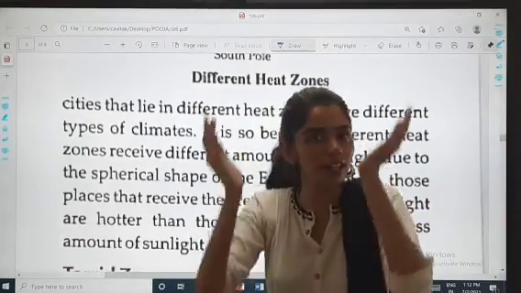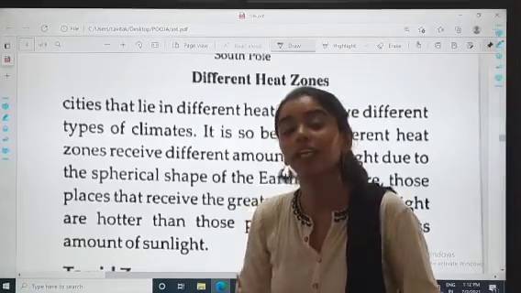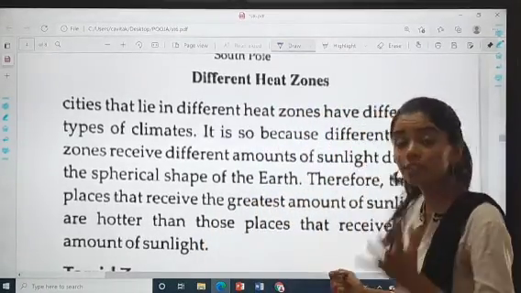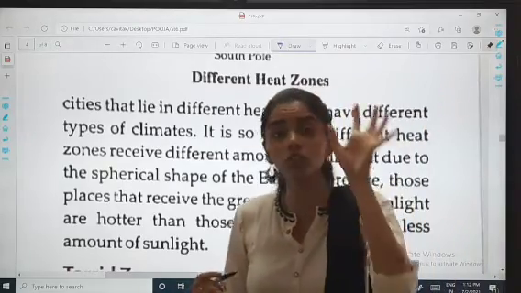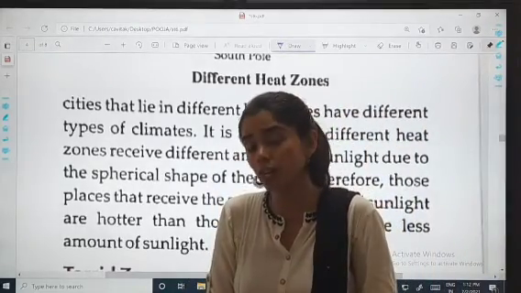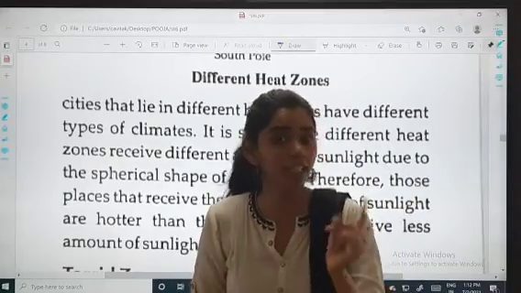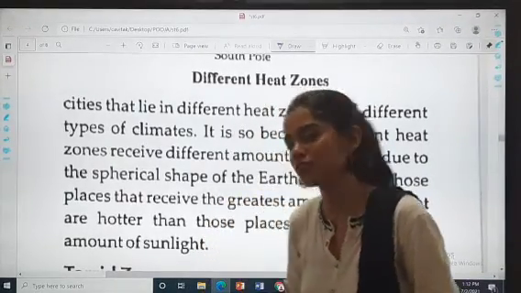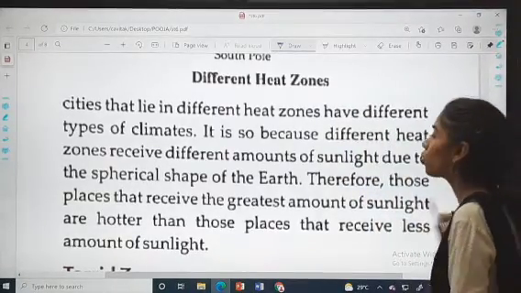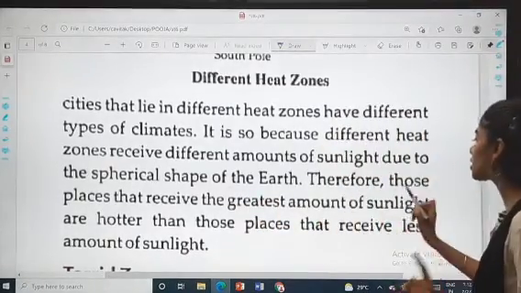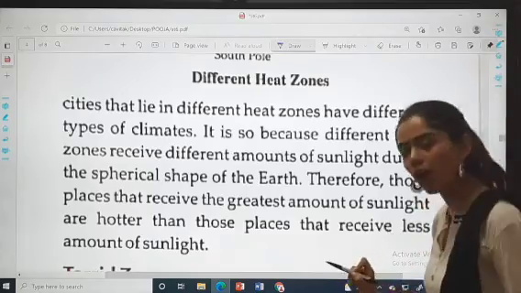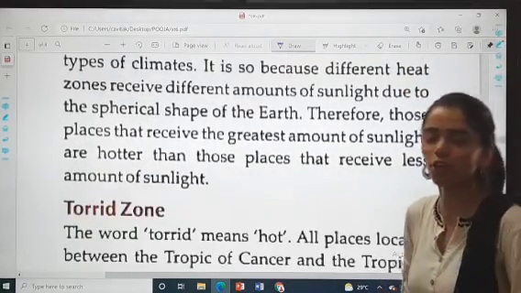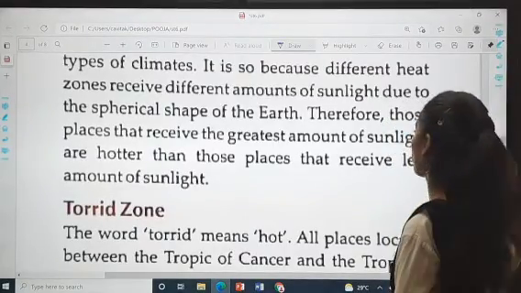Now we know that the earth is not perfectly round. It is spherical in shape, right? So the whole earth does not receive equal amount of sunlight. It keeps on rotating and different parts receive different amount of sunlight. Okay, therefore those places that receive the greatest amount of sunlight are hotter than those places that receive less amount of sunlight. So this we already know.